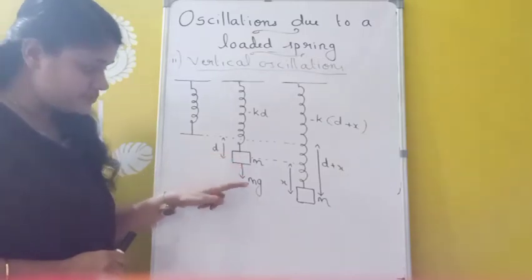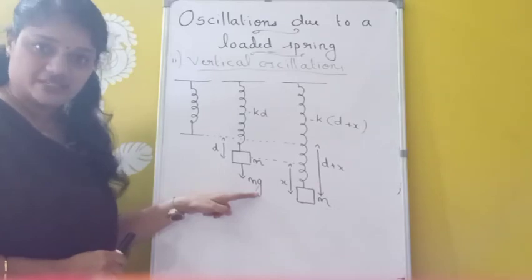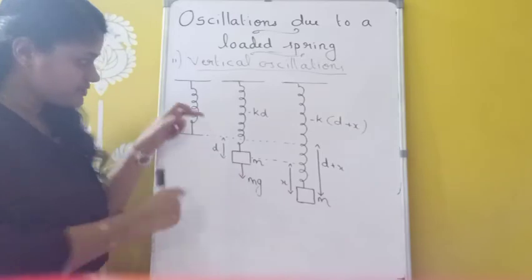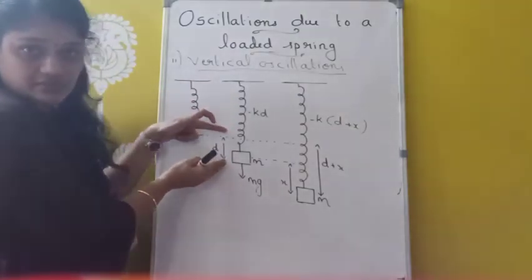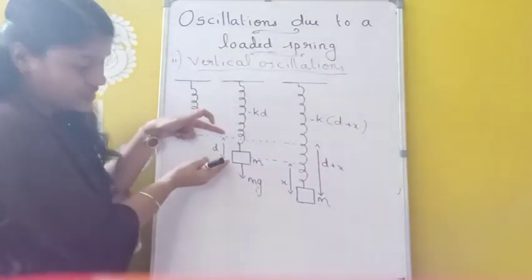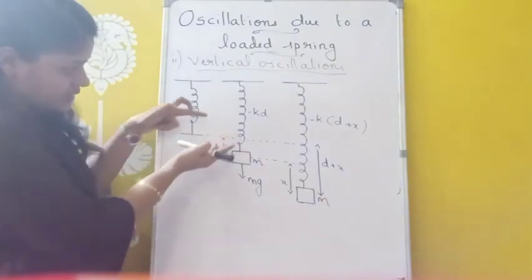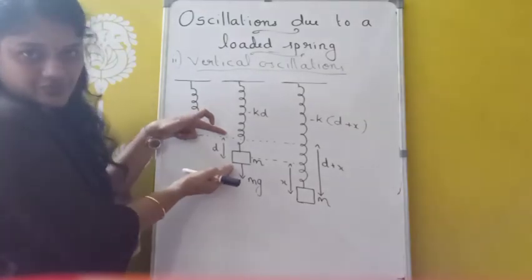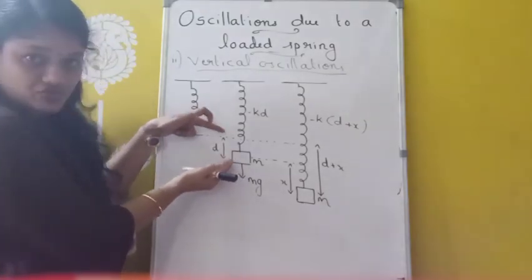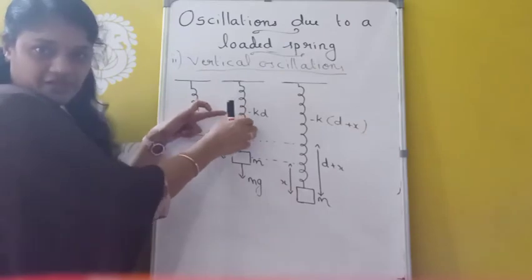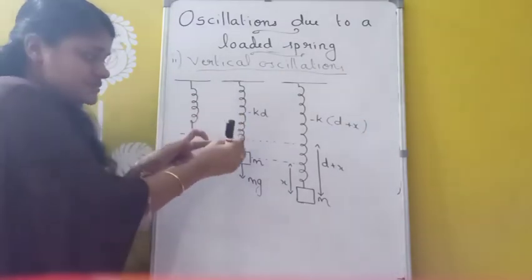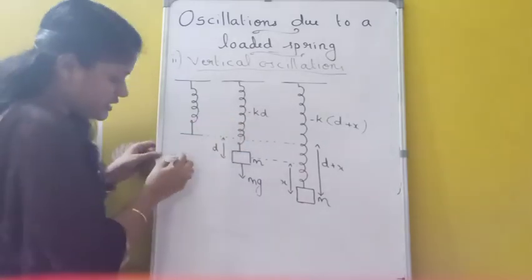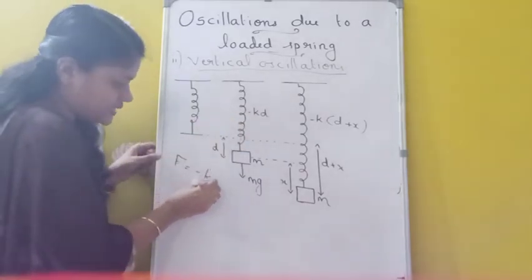The weight, that is mg, mass into g, gives weight. The weight will be acting in the downward direction, and due to this weight mg, this spring will be extended, or it may be stretching through a distance which one? D. So this is the actual distance, but due to this weight, this spring is extended through a distance of how much here? D. Okay. And at that time, a restoring force will develop inside the spring that tries to bring the spring back to its original position. And that restoring force is given by which one here? F equals minus k into D.